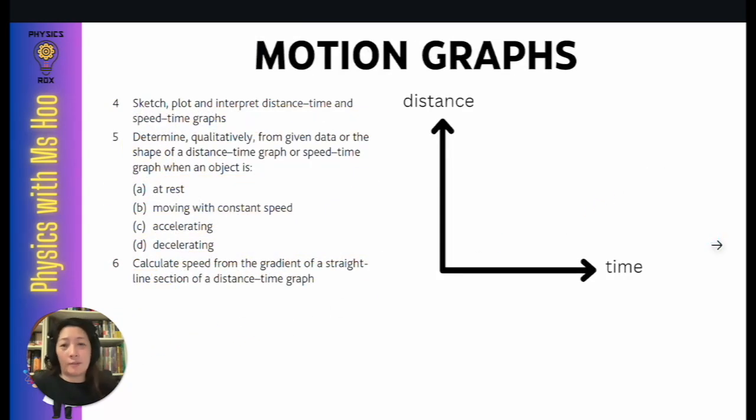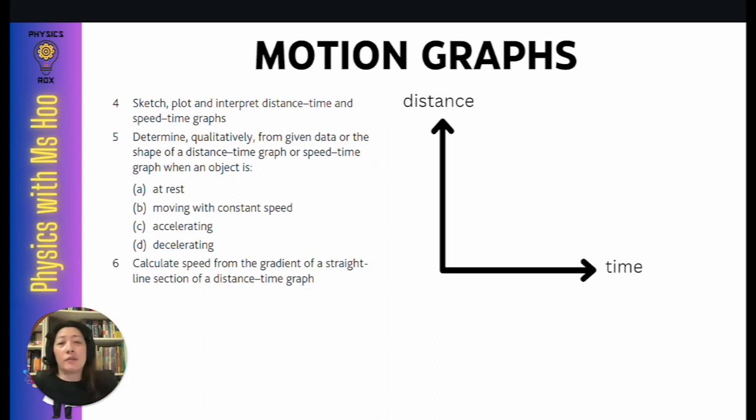Next, you need to know about motion graphs as well, where you need to be able to sketch, plot, and interpret distance-time and speed-time graphs. Again, in this video, we're just going to go through an overview. If you don't really remember much about motion graphs, please watch my video on motion graphs.